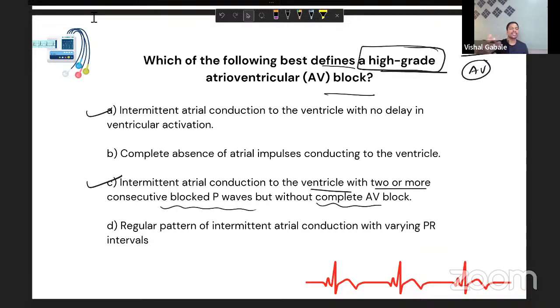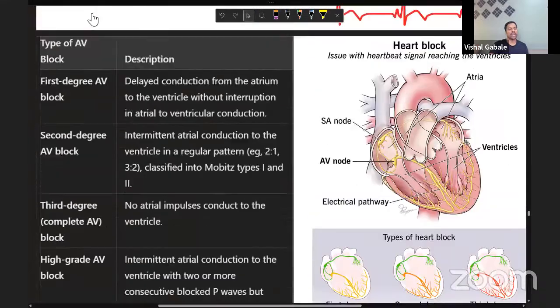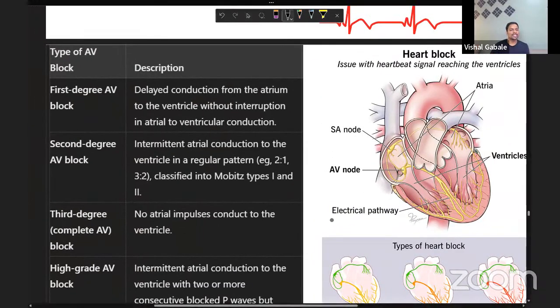Okay. So second degree is there. Then there is a high grade AV block and then there is a complete heart block. So don't worry. We'll discuss that with this chart. Okay. So here we have that. So first degree is a delayed conduction, as I mentioned. Okay. Then second degree is what? It is intermittent atrial conduction. Third degree is what? It is no atrial impulses.